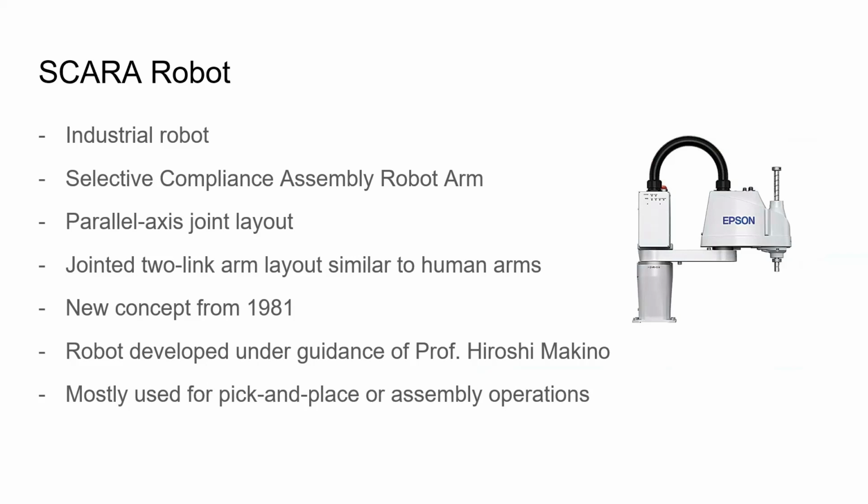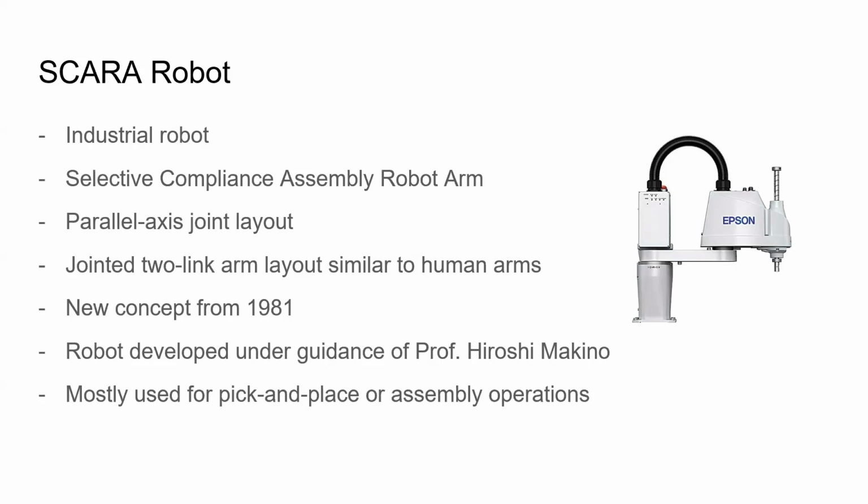So SCARA robot is a typical industrial robot. The acronym itself stands for Selective Compliance Assembly Robot Arm. By virtue of SCARA's parallel axis joint layout, the arm is slightly compliant in the XY direction, but rigid in the Z direction. Hence the term selective compliance. This is advantageous for many types of assembly operations, for example, inserting a round pin in a round hole without binding.